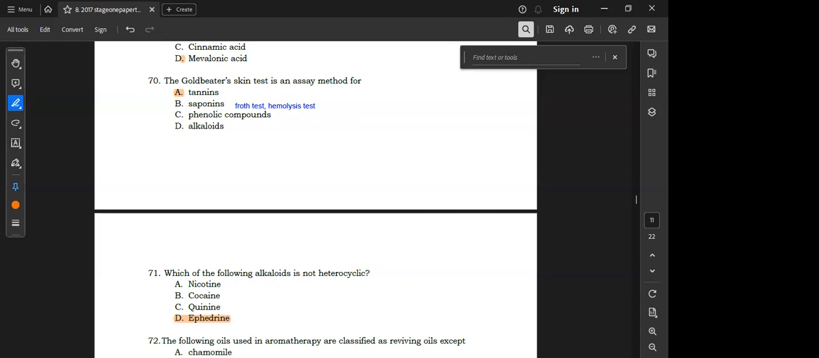Meyers, white, yellow, Haggers, yellow, Drangendorf, orange, red, brown, Wagner's brown, tannic acid, puff colored.